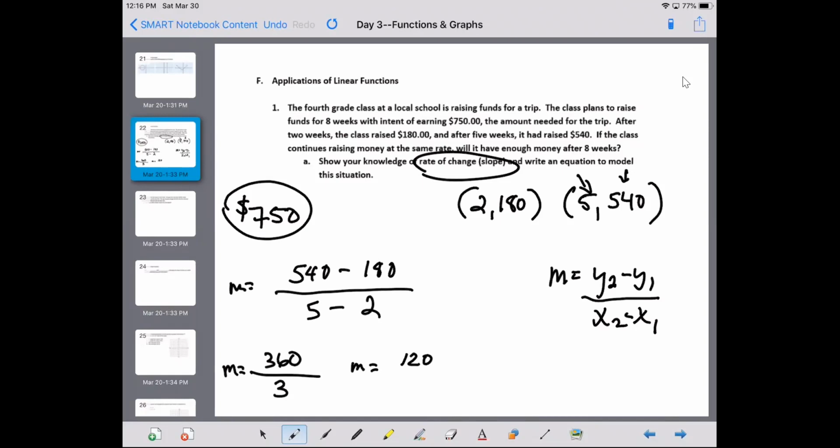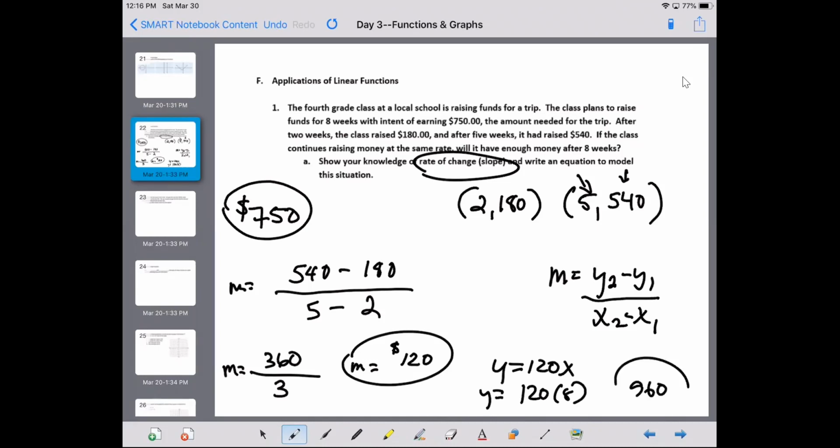And so that just means $120 at that rate. And so if you have y equals 120x, you can substitute 8 in for x, and so 120 times 8, you'd end up with 960. You would certainly meet your goal of 750.